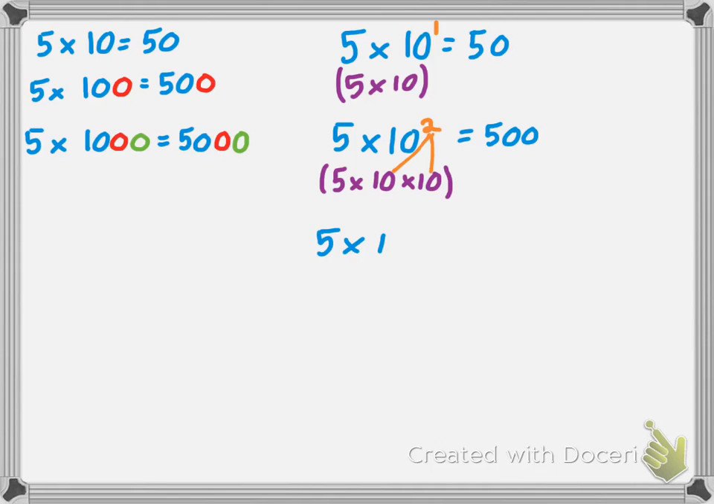And if I have 5 times 10 to the third power, I know that that just means 10 3 times. 5 times 10 times 10 times 10. See, I have 3 different 10s there. And 10 times 10 is 100, and 10 times 100 is 1,000. So really it's 5 times 1,000, which equals 5,000. You can see that the exponent shows how many zeros in my answer.